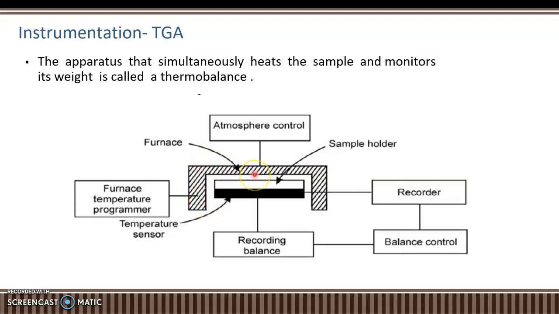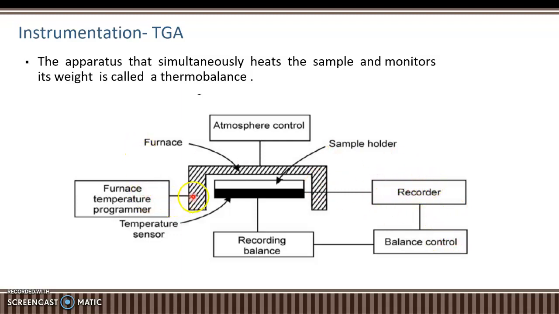Now, inside this furnace we are placing the sample in a sample holder, and the sample holder will be attached to two things. First one is a temperature sensor, in order to sense the temperature changes taking place in the sample. Then second is the recording balance, which is continuously weighing the weight of the sample, or weight change of the sample, as we are heating the sample. Then the recording balance will be controlled by the balance control, and the result will be recorded in the recorder.